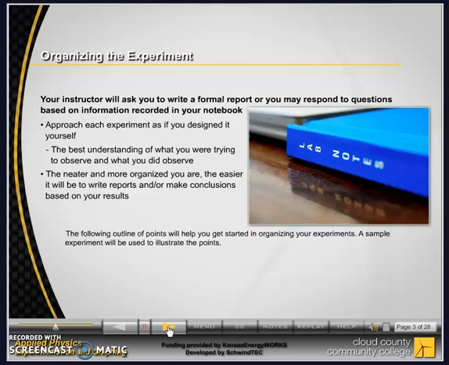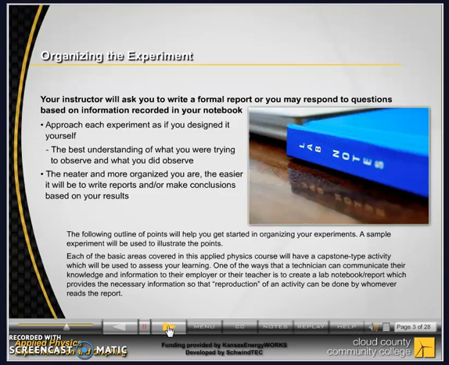The following information will help you get started in organizing your experiments. A sample experiment will be used to illustrate the points. Each of the basic areas covered in this applied physics course will have a capstone type activity which will be used to assess your learning. One of the ways that a technician can communicate their knowledge and information to their employer or their teacher is to create a lab notebook report which provides the necessary information so that reproduction of an activity can be done by whomever reads the report.